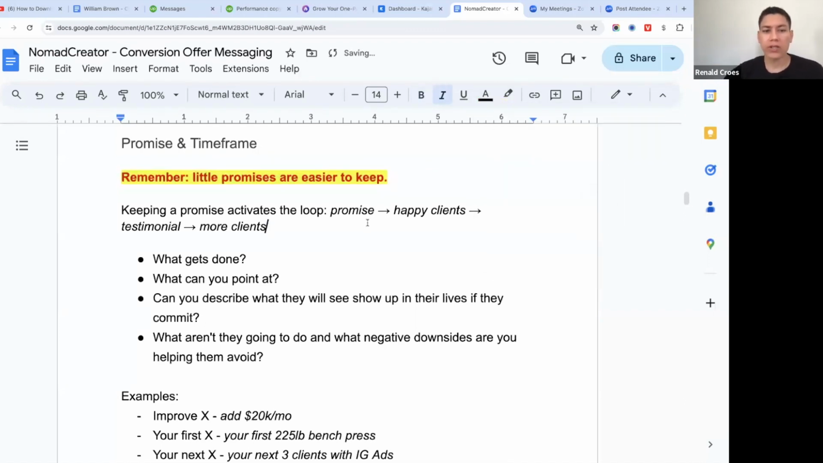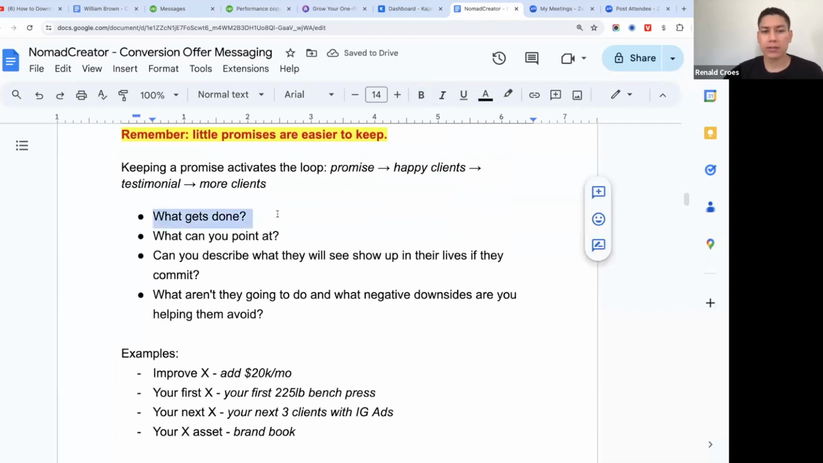And with that, you can realistically come up with a promise that is more achievable, okay? So what you want to do is what gets done. Okay, you have to look at that. Other question, what can you point at? Okay, that they need to get done will be the first step that will get them results faster.